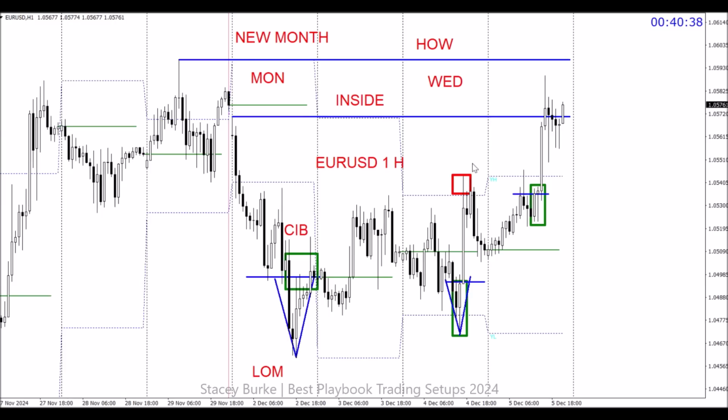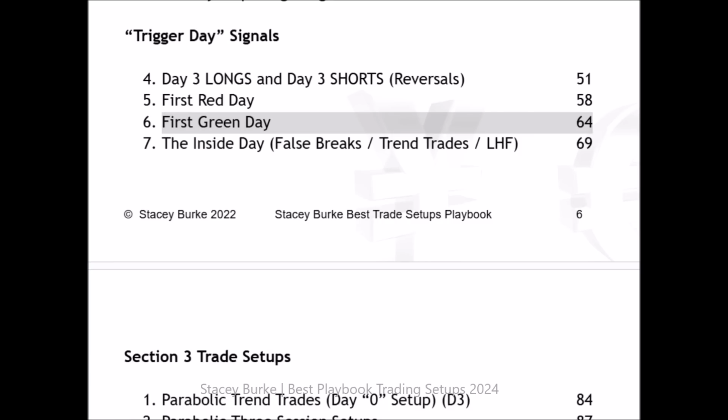And then as we make higher highs on the day, that coincides with the backside of our first green day template setup for the larger dump and pump coil. The inside day also closed as a first green day. Page 64 in the playbook.